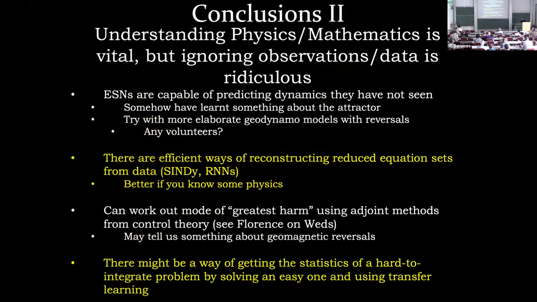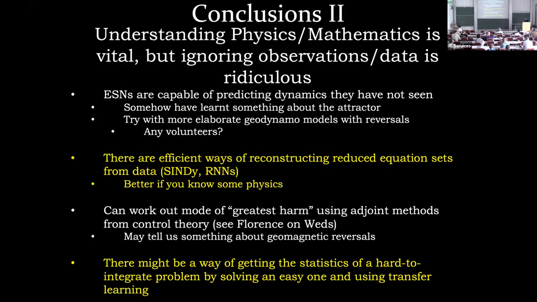My second set of conclusions: you're never going to have a substitute for understanding the physics or mathematics. This is vital. But it's clear that ignoring observations and data is ridiculous, no matter how much we mathematicians would like to do it. We shouldn't be ignoring observations and data.